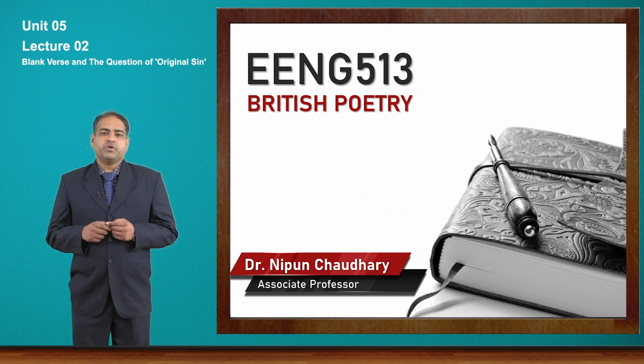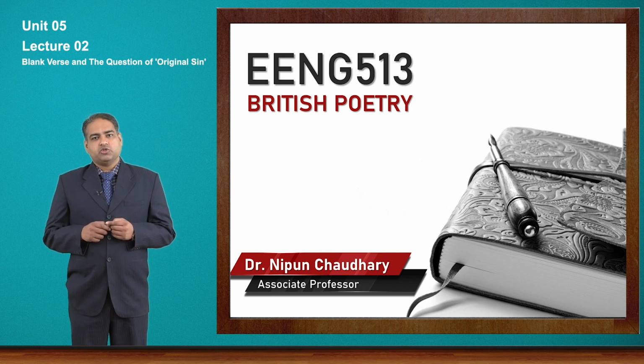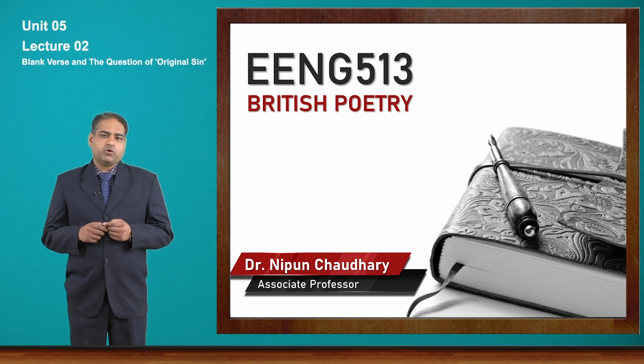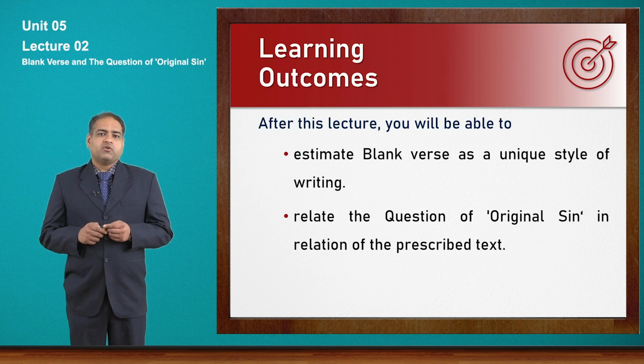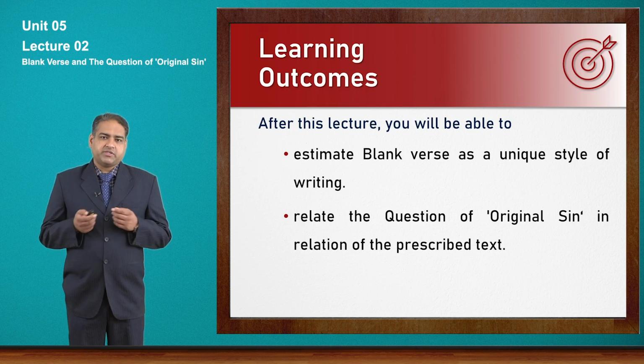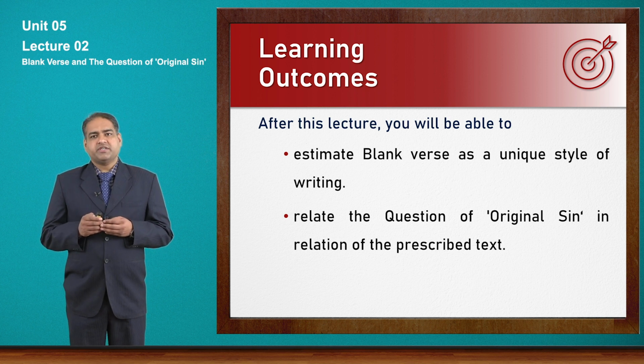Friends, we are on Unit 5 and discussing John Milton's seminal text Paradise Lost, Book 1 and Book 9, which are prescribed in our syllabus. Today we are going to discuss a few more aspects of this book, Paradise Lost, related to the concept of blank verse or the original sin, etc.